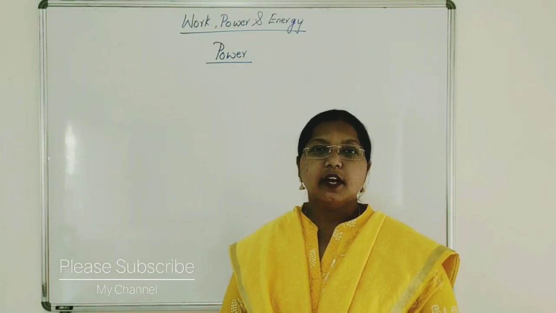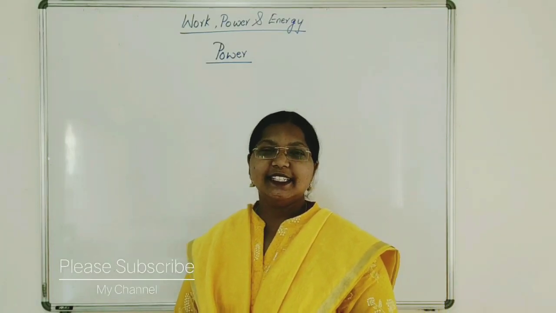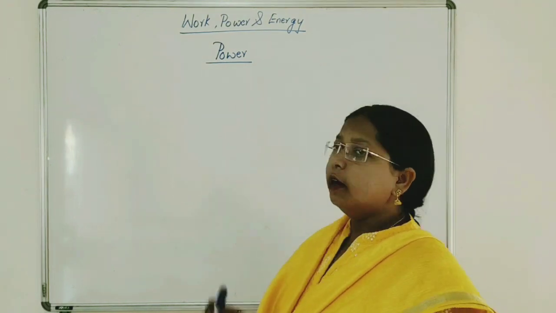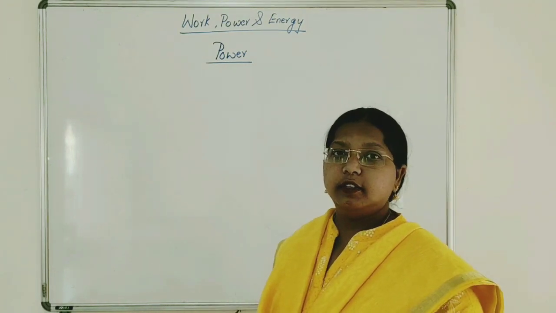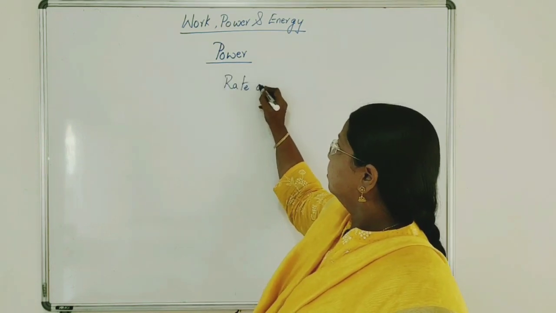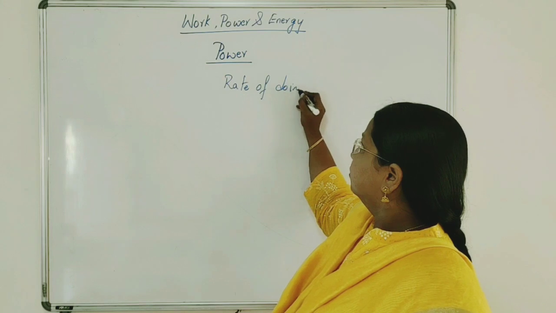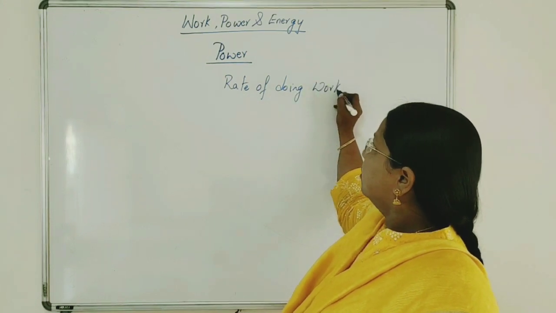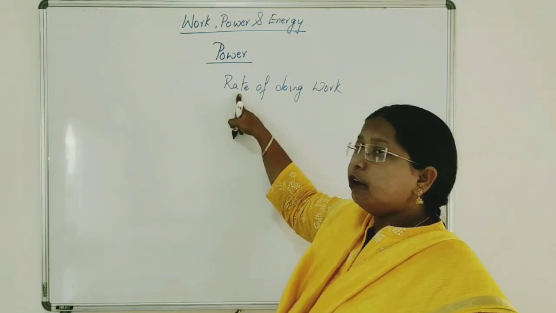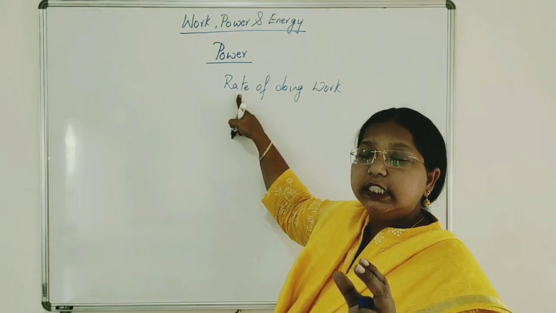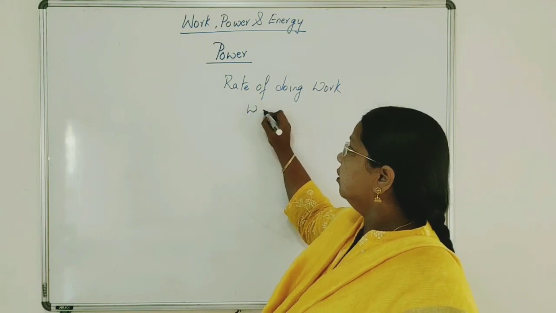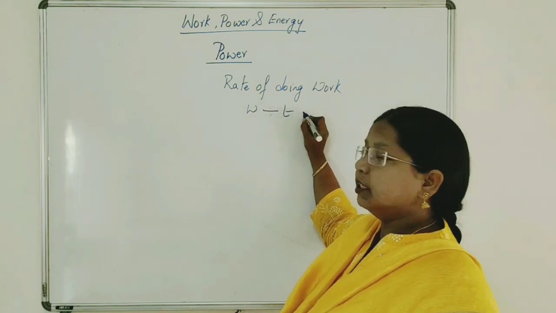Hello students, we'll start with the second topic of second lesson, power. So what is this power? Rate of doing work. Rate of doing work is called power. So rate of doing work means the work done in a particular time t.